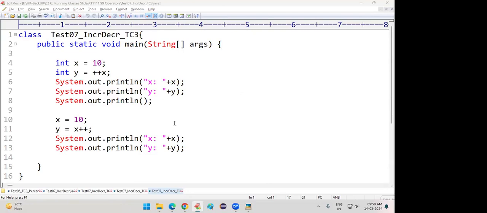Everyone completed? Tell me, what is the x value? Y value? Okay, what is the x value? Come again, what is the x value? Here, line number 6, 11. What is the y value? 11. Okay, what is the x value here? 10. After this plus plus is completed, what is the x value?